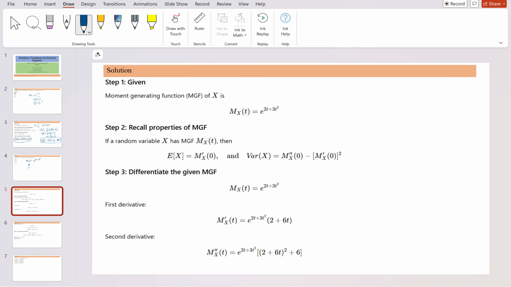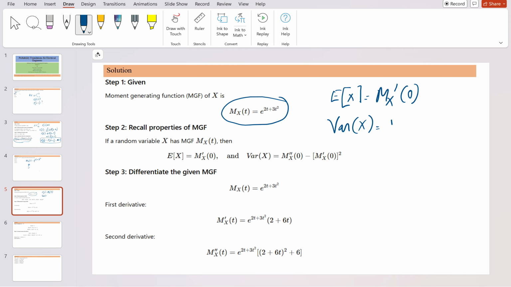Here the moment generating function of X, M_X(t), is given as e to the power 2t plus 3t squared. If a random variable X has this moment generating function, then by definition the expectation of X is equal to the derivative of M_X at 0, that is M_X'(0), and the variance of X is equal to M_X''(0) minus M_X'(0) squared. You already know that M_X(t) is e to the power 2t plus 3t squared, so differentiate it.